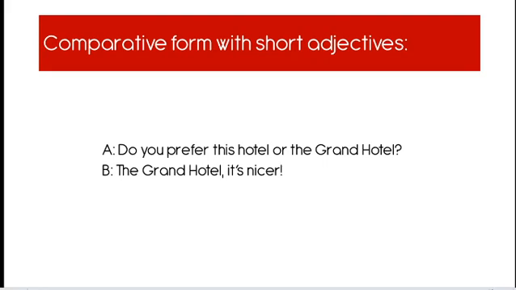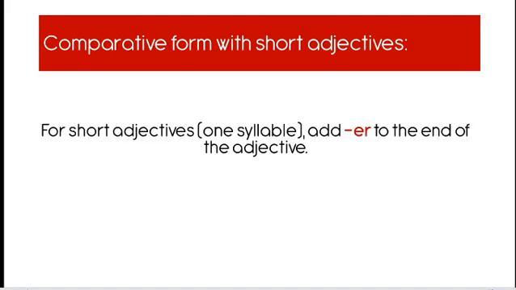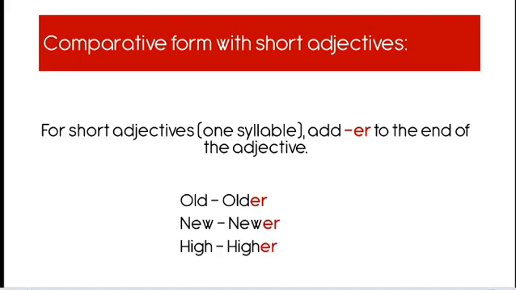There are some very specific things that we need to keep in mind when we make a comparative form with short adjectives. For short adjectives, which are one syllable, in general, we are going to add the suffix er to the end of the adjective. For example, the adjective old changes to older, new changes to newer, and high changes to higher.